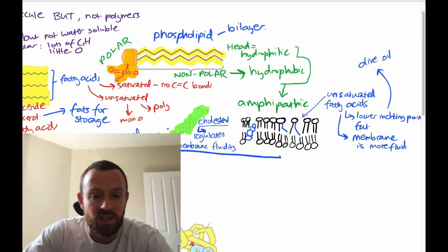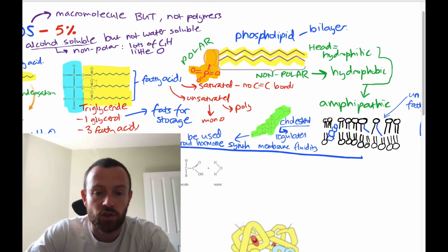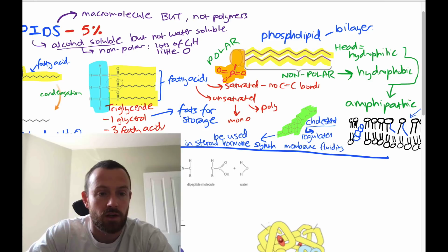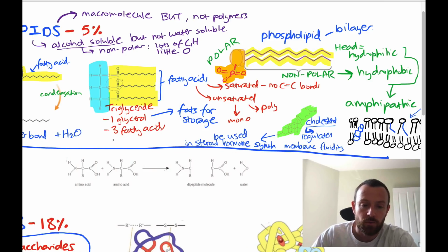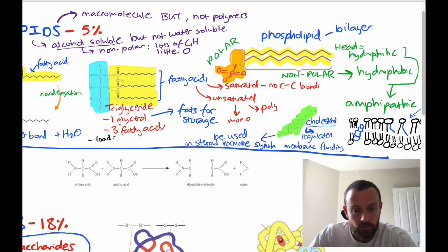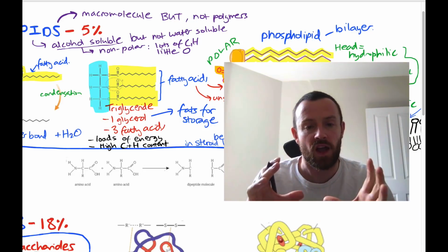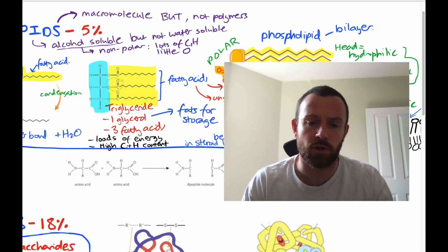One thing that I should say about triglycerides, which I almost haven't remembered to do, is you can pack a lot of energy in. Loads of energy in a triglyceride, partially because of the high C carbon and H content. Okay, so when you respire fats, you'll have to figure out somewhere to put this on your mind map.